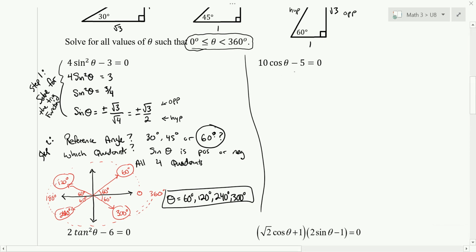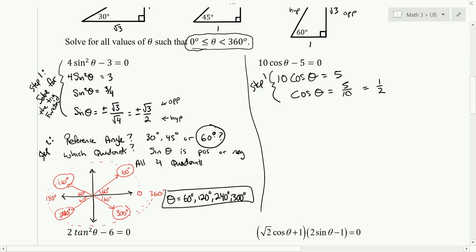What did you guys do first when you were solving? Add 5. So 10 cosine theta is 5. Second step, divide by 10. So cosine theta is 5 over 10. Reduce that to 1 over 2. And it's not cosine squared, so we just stop there. That's step 1, so a little shorter here.